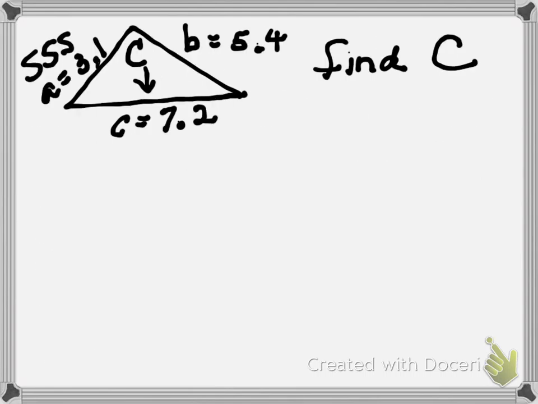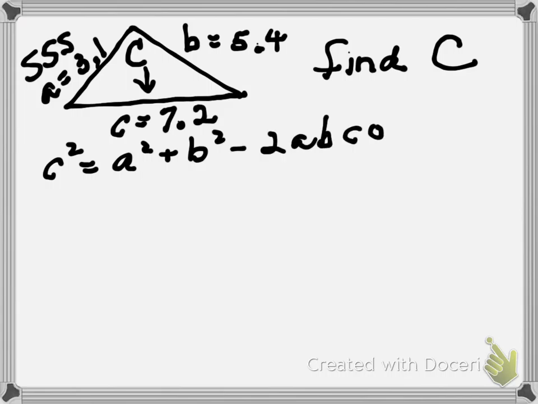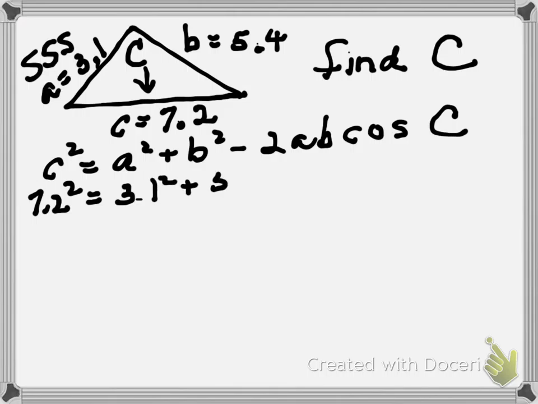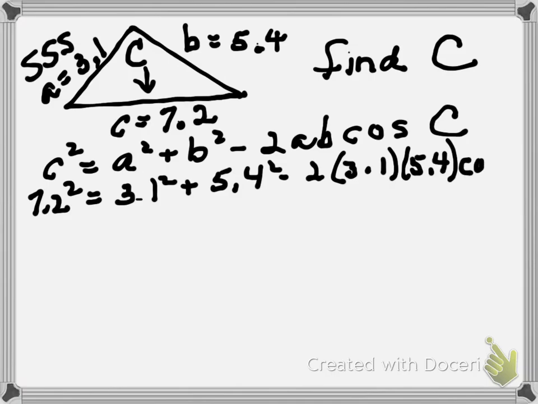With C squared equals A squared plus B squared minus 2AB cosine C, I strongly suggest that you write the formula every time. The more you write it, the more you'll remember it. 7.2 squared equals 3.1 squared plus 5.4 squared minus 2 times 3.1 times 5.4 times the cosine of angle C.